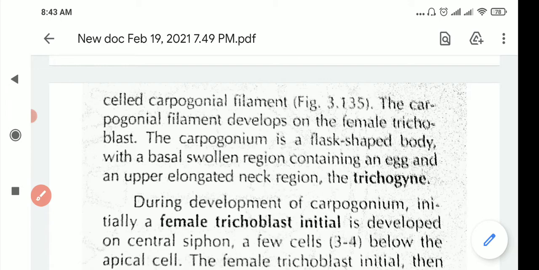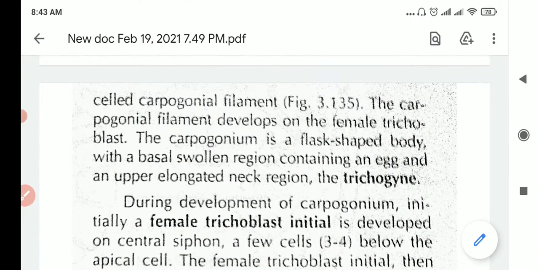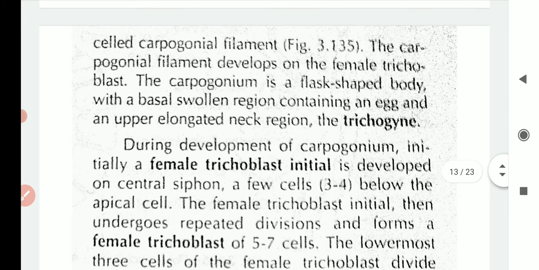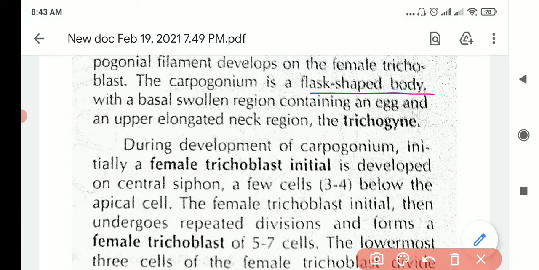Now, what about the shape? If you remember from the first slide, it looks like a cup, like a flask. A flask is like a vase, with a bulbous body and a narrow opening at the top. It has a flask-shaped body, and the base is swollen, which contains the egg. And we have an upper elongated neck region.